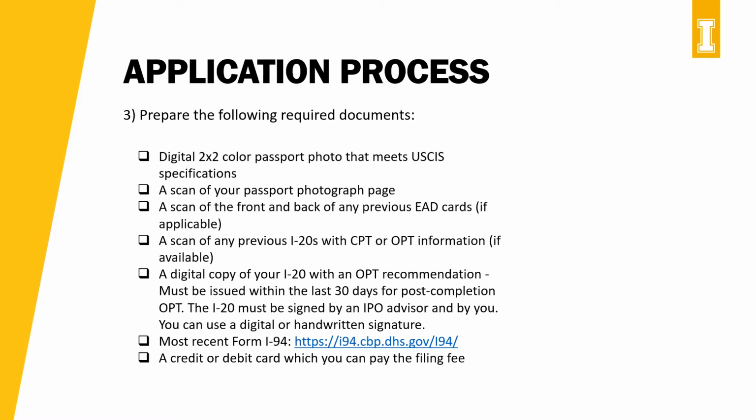You will also need a digital copy of your new OPT I-20 with the OPT recommendation signed by your IPO advisor. You must also sign this I-20, and you can use a digital or handwritten signature. This I-20 must be issued within the past 30 days to apply for your post-completion OPT. You will need your most recent Form I-94 arrival and departure record found online, and a credit or debit card with which you can pay the filing fee.